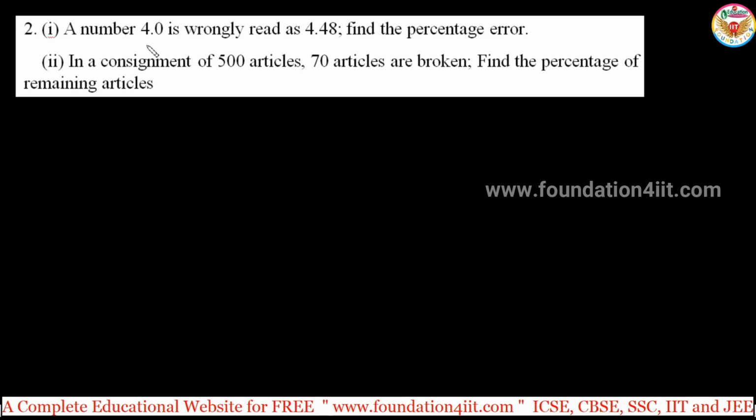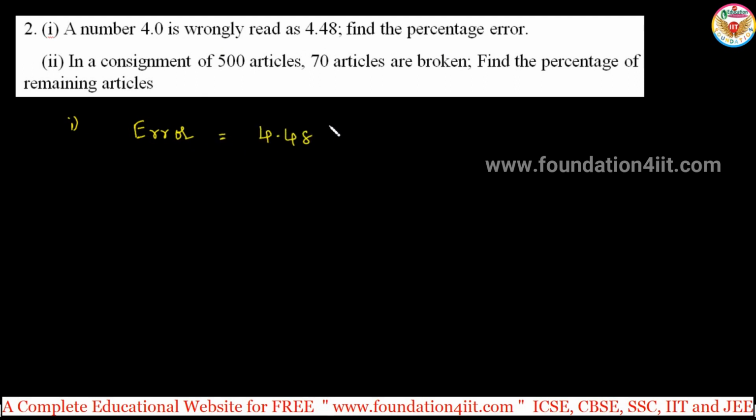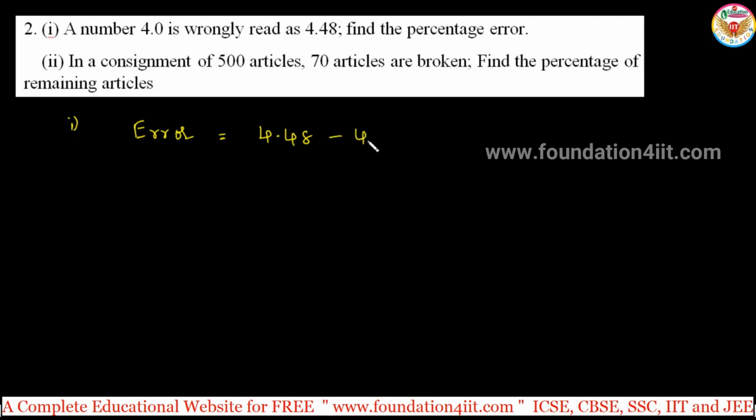A number 4.0 is wrongly read as 4.48. Find the percentage error. How much error did we get? That is in percentage. So first you have to find out the error in this. Instead of 4.0, they read 4.48, so that means that is how much extra they read. So 4.0 subtract from this, that is 0.48. 0.48 is the error.